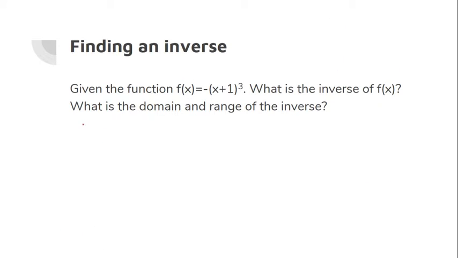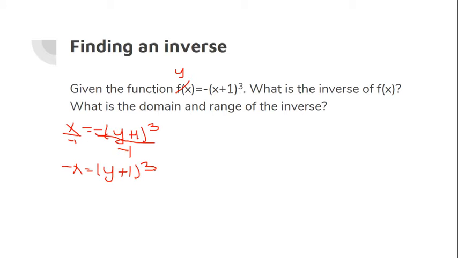So let's do another one. Remember, first we change f of x to a y, then switch x and y. So we now have x equals negative y plus 1 quantity cubed. I need to get rid of this negative out in front, so I'm going to first divide by negative 1. So I now have negative x equals the quantity y plus 1 cubed. Now since it is cubed, to undo my cube, I'm going to take the cube root of both sides.